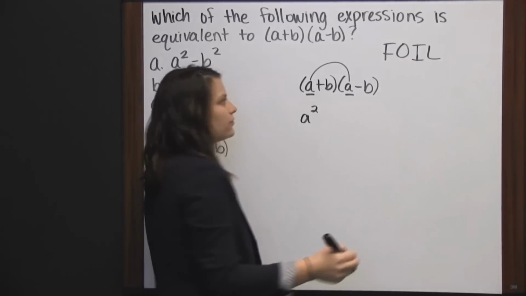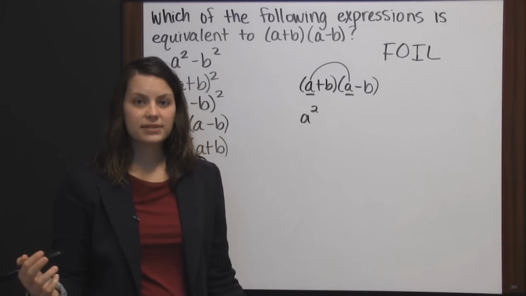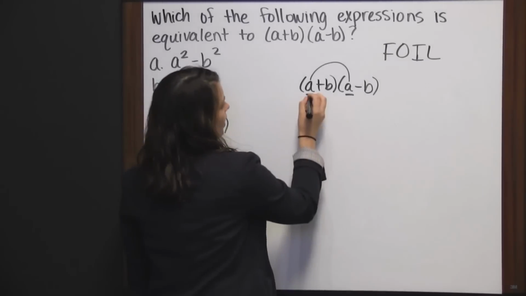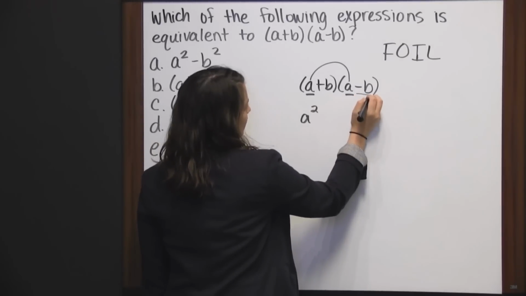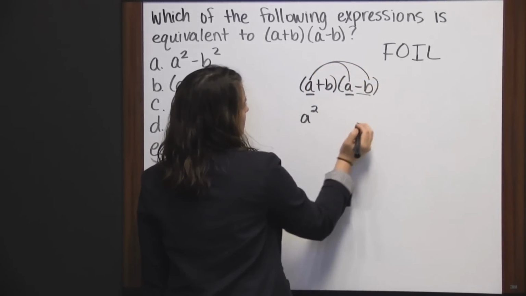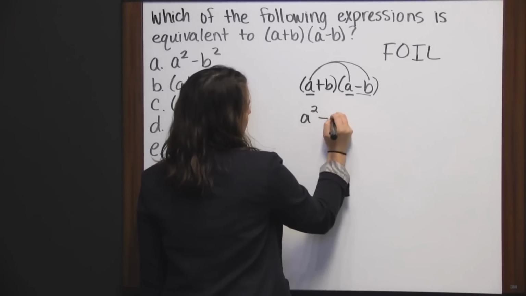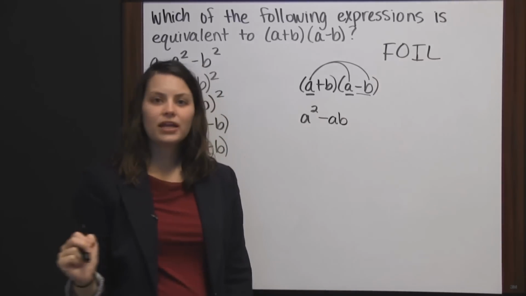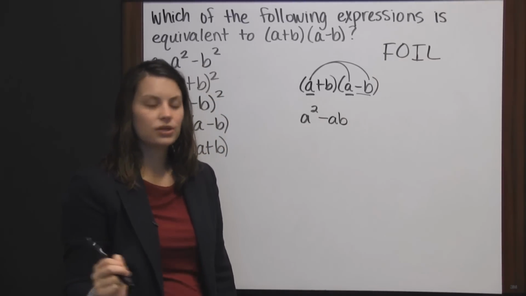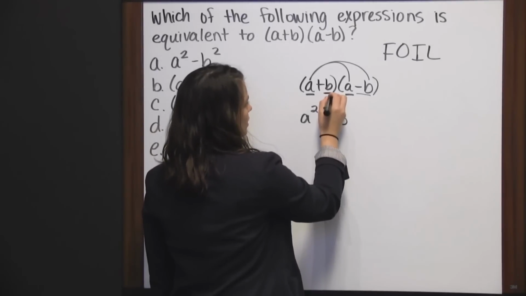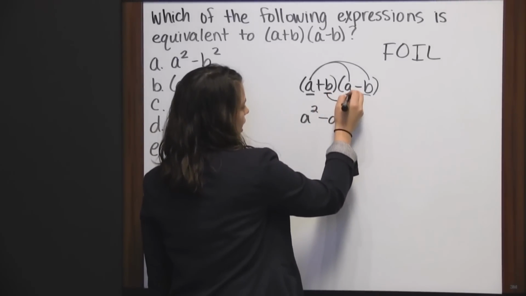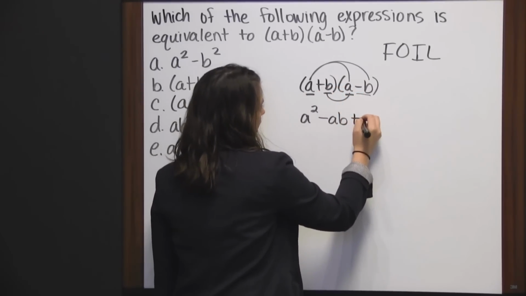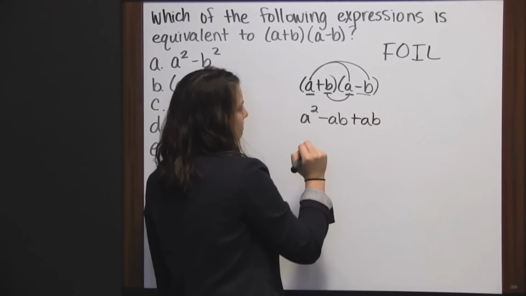Then O stands for outer or outside. So you multiply the 2 terms on the outsides, or A and negative B. So A times negative B is negative AB. I stands for inner or inside. So you multiply the 2 terms on the inside, B and A. B times A is BA or AB, so plus AB.